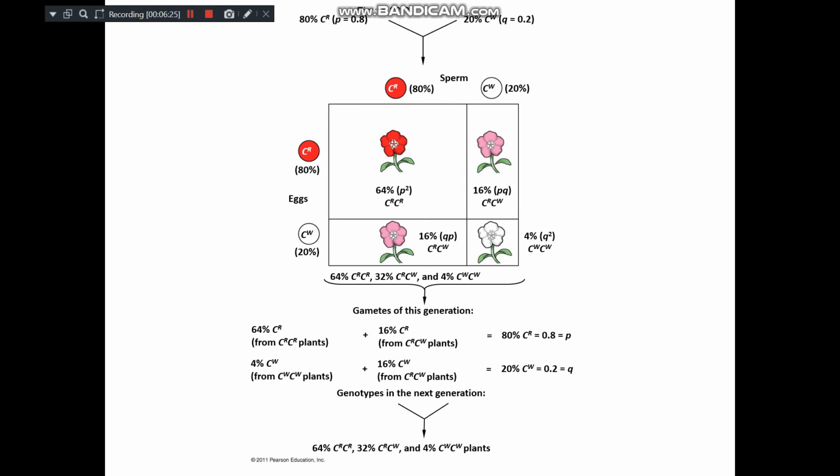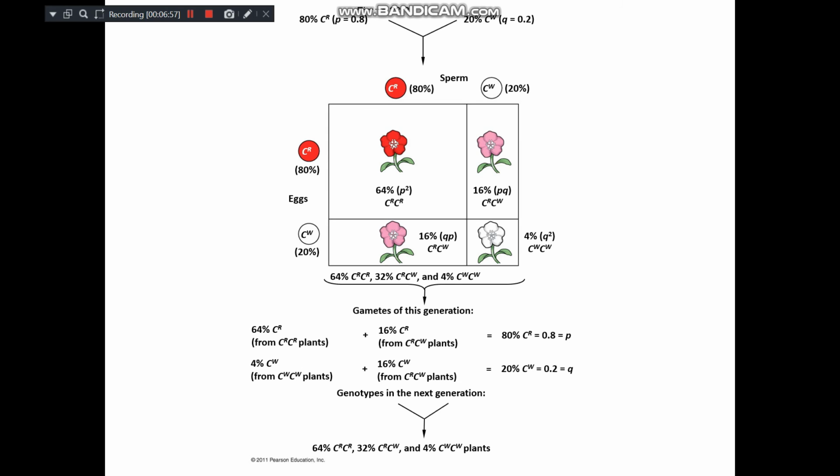See, here it is 80%, this is 20%. The sperms with CR will have 80% and sperm CW will have 20%. When you put this in a Punnett square, 80% squared is 64%, and 16% heterozygous, and the homozygous recessive condition 4%.